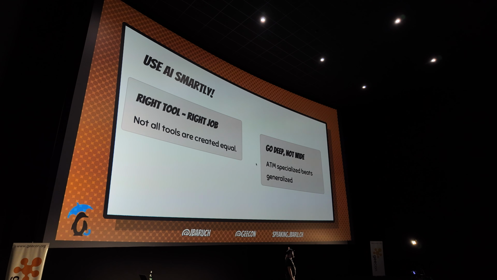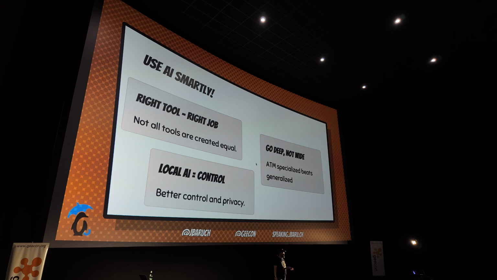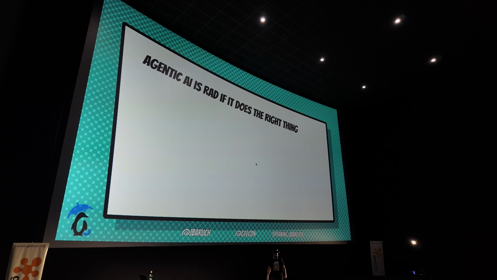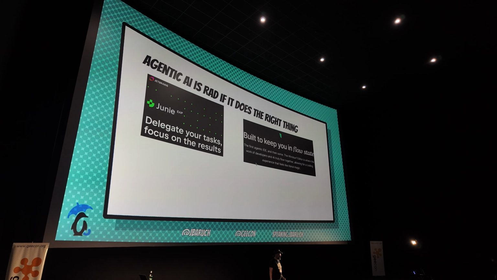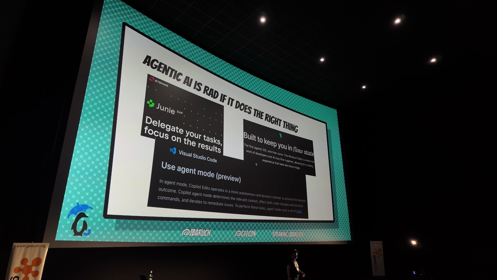Local AI gives you better control and better privacy and can be at times more stable than the cloud tools. You don't want to be distracted with fighting with the tool. This is one of the uses. What I'm really excited about, and again you will hear about it a lot in the closing keynote, is the agentic AI and the IDEs that can do it. Stuff like JetBrains Junie and Windsurf Cascade and Visual Studio Code with their agentic Copilot.